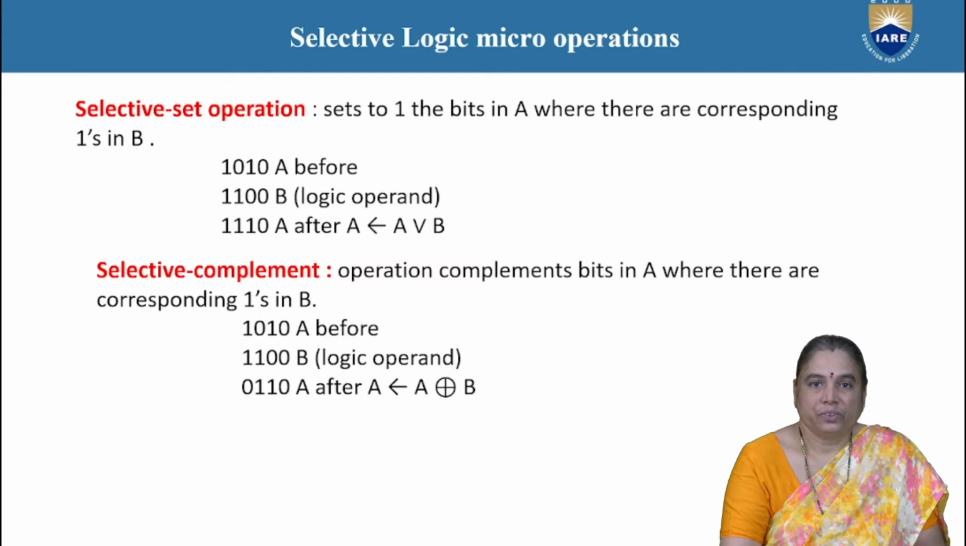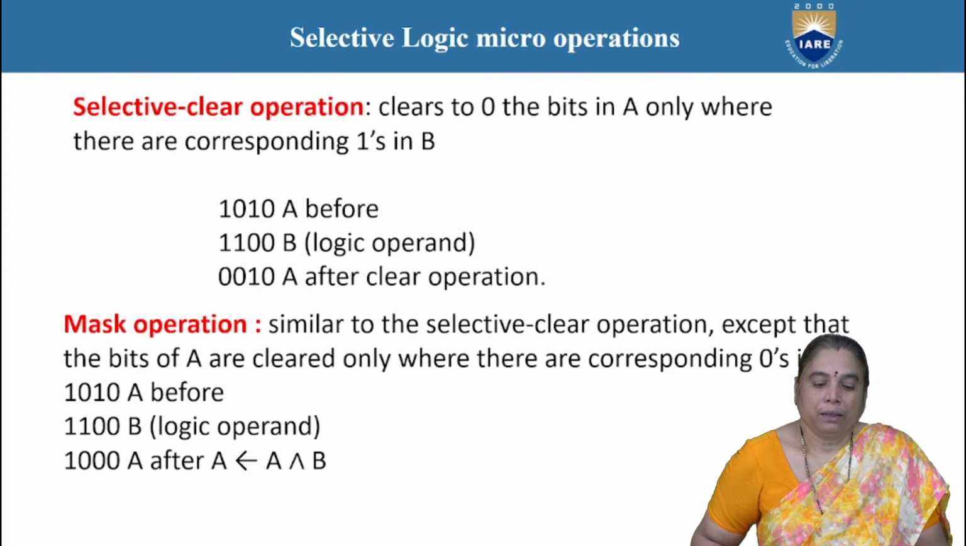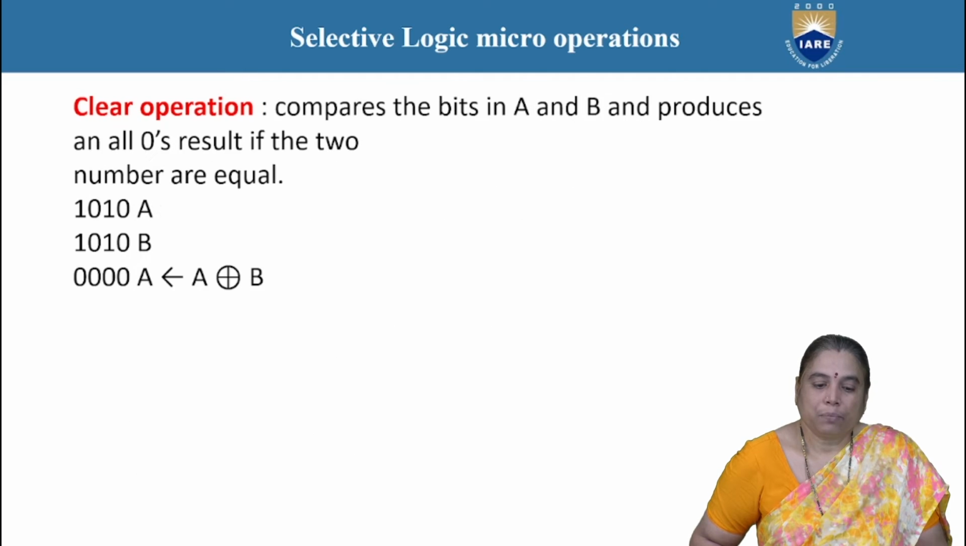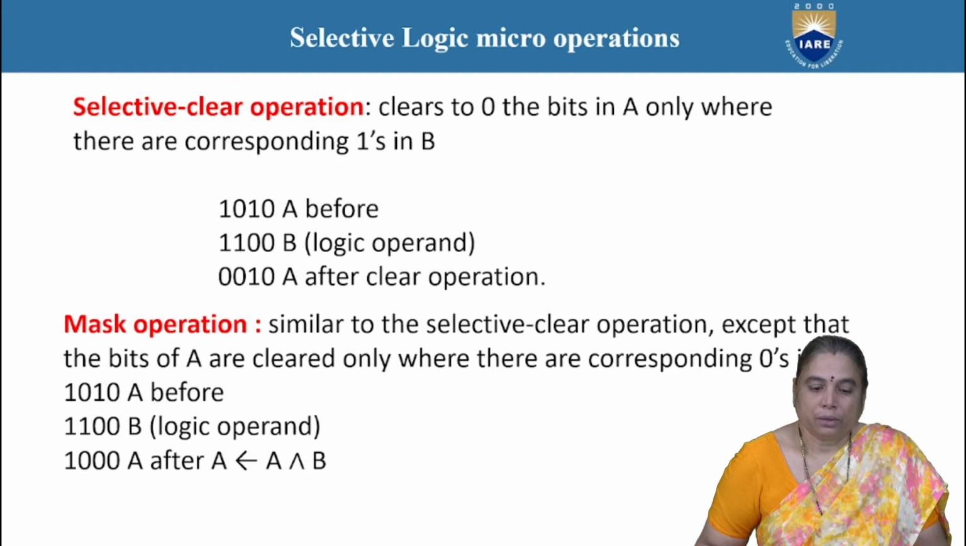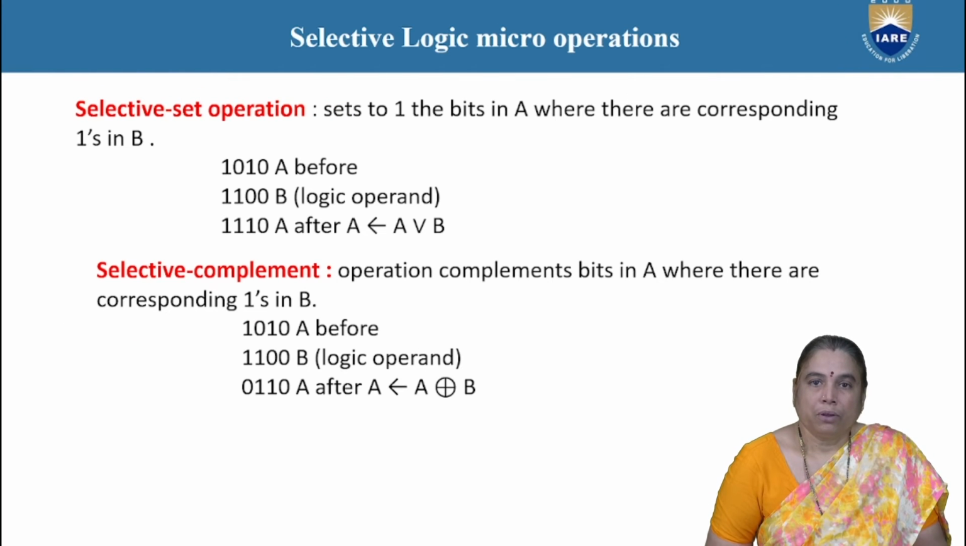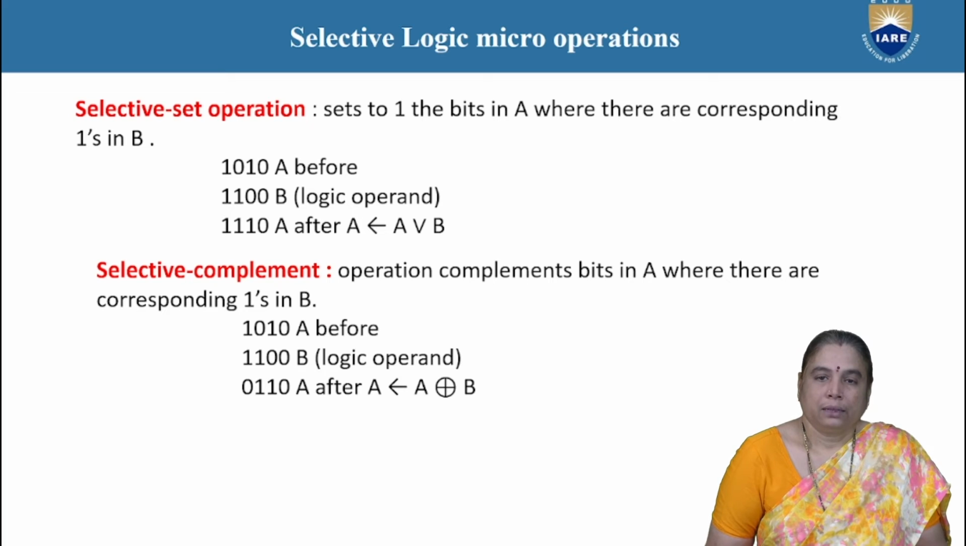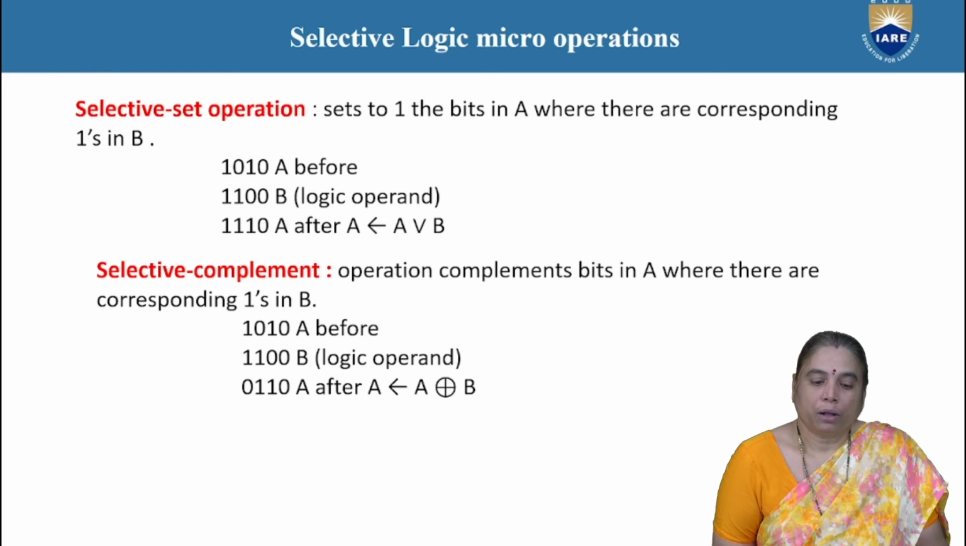Apart from these 16 micro operations, additionally we can have some selective logic micro operations. These include selective set operation, selective complement, selective clear, mask operation, insert operation, and clear operation. All these are various selective logic micro operations. We will discuss them one after another.